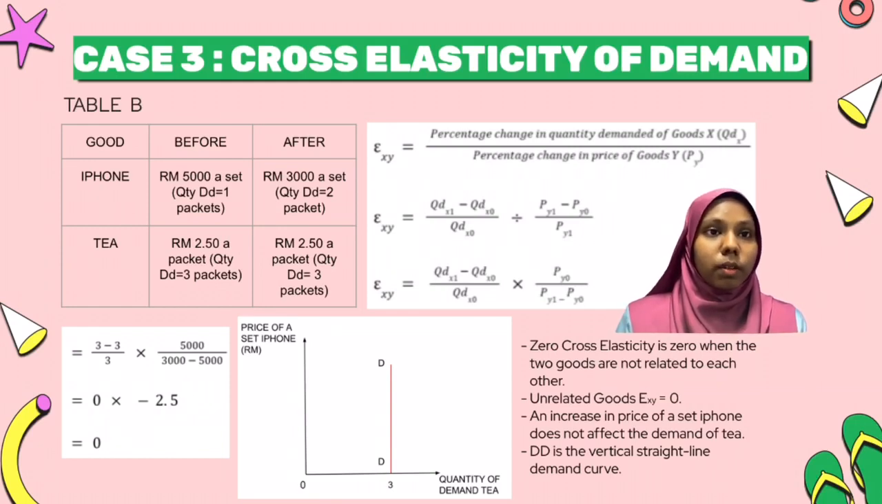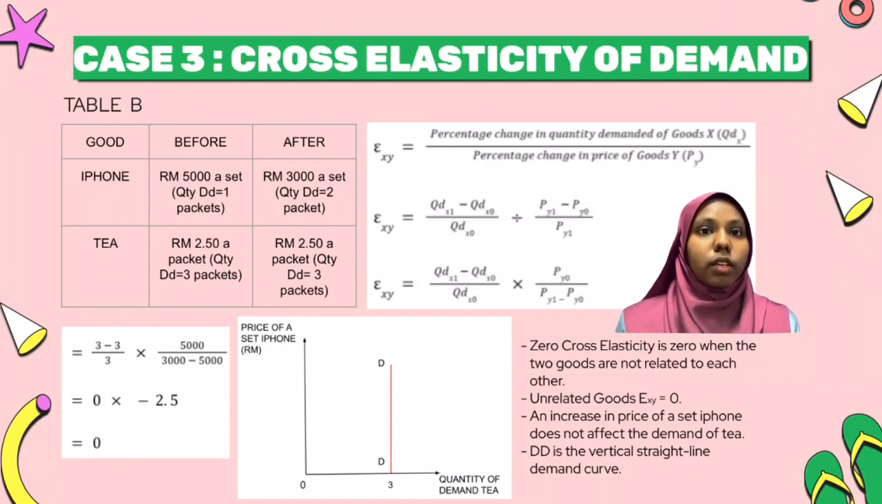Using the formula, elasticity equals the percentage change in quantity demanded of good X divided by the percentage change in price of good Y, and using data on table B to calculate, the final answer will be 0, which is zero cross elasticity, because when the two goods are not related to each other, the elasticity will be equal to 0. An increase in price of a set of iPhone does not affect the demand of tea. DD is the vertical straight line demand curve.